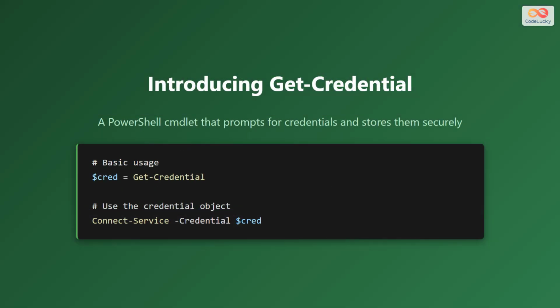The solution to this security problem is the Get-Credential cmdlet. This is a built-in PowerShell command specifically designed to handle credentials securely. When you run Get-Credential, it opens a dialog box that prompts you to enter a username and password. Instead of storing the password as plain text, it automatically encrypts the password using a technology called SecureString. The cmdlet then returns a special credential object that you can store in a variable and pass to other commands that require authentication. This approach ensures your password is never exposed as readable text in your script.